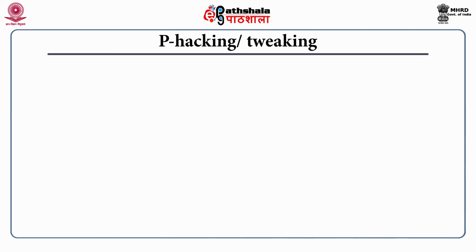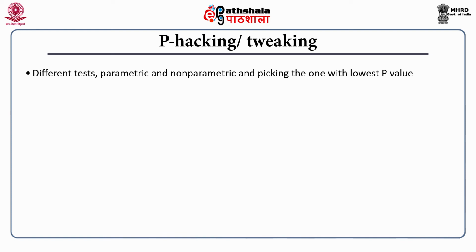The terms refer to what is basically scientific misconduct, right? Some examples: you do different tests, parametric and non-parametric, and then finally pick the one with the lowest p-value. That is wrong. Using a dynamic sample size and stopping when the p-value is lower than the threshold alpha, the significance level, is also wrong.